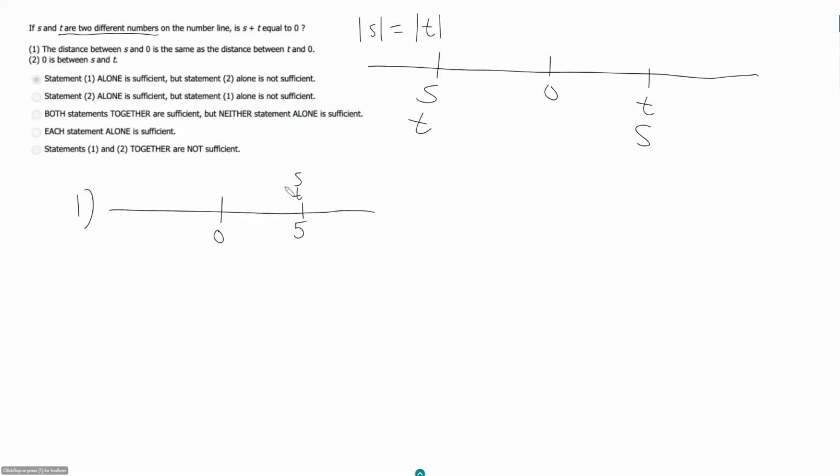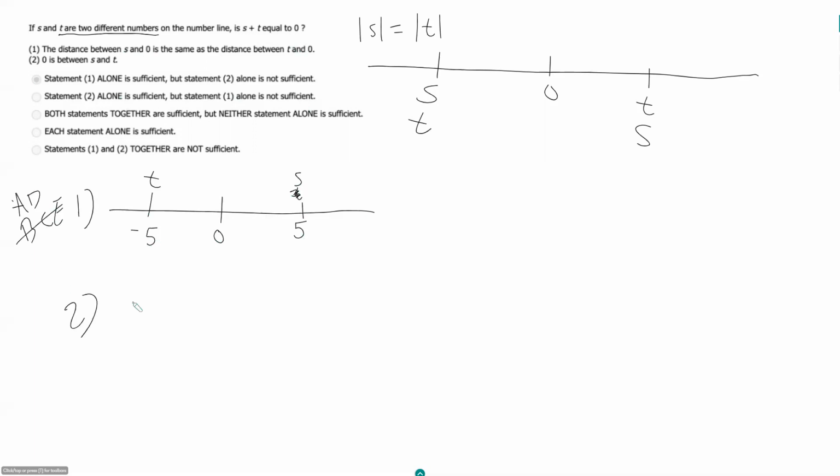But because they have to be two different numbers, the only way to have two different numbers that are the same distance from 0 is by having them have opposite signs. So if s is 5, t would have to be -5. And if t were 5, s would have to be -5. But no matter what, when you add them together, they will cancel each other out and equal 0. So this is sufficient.